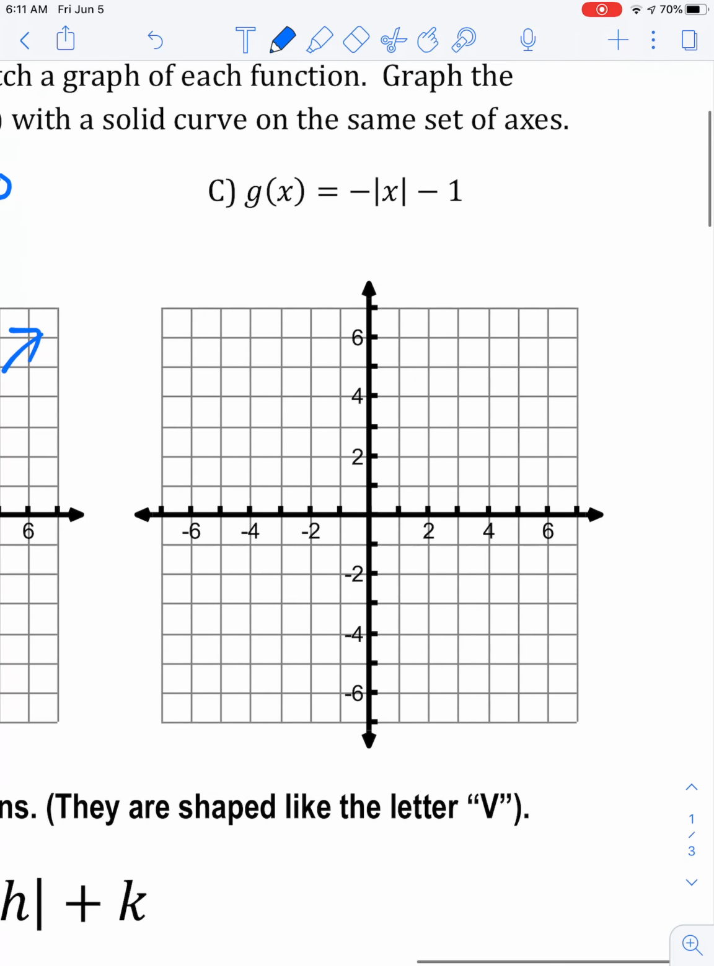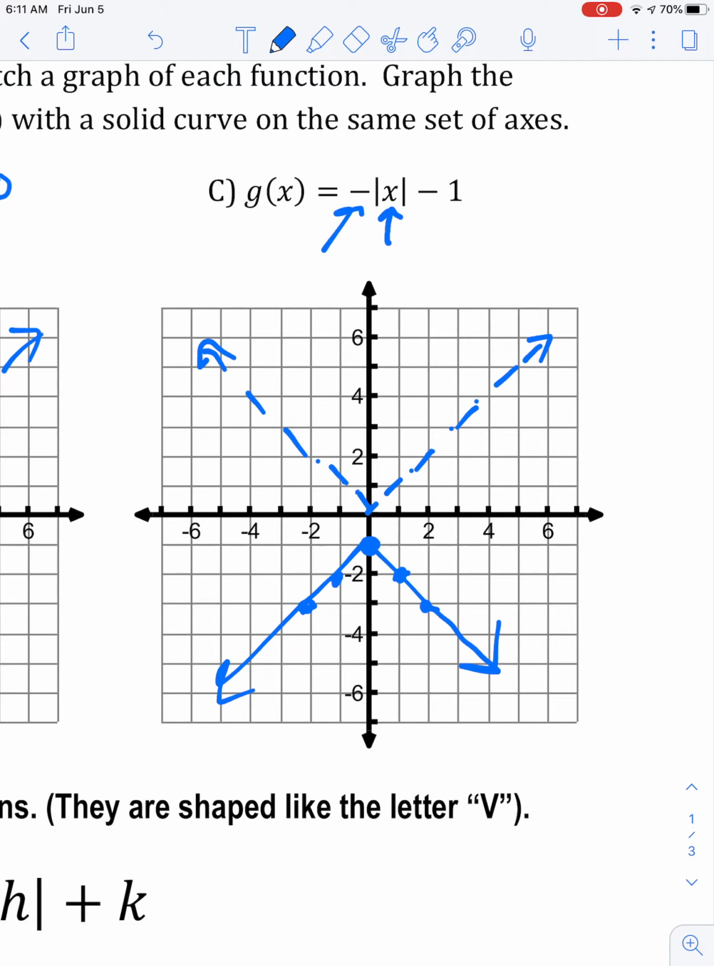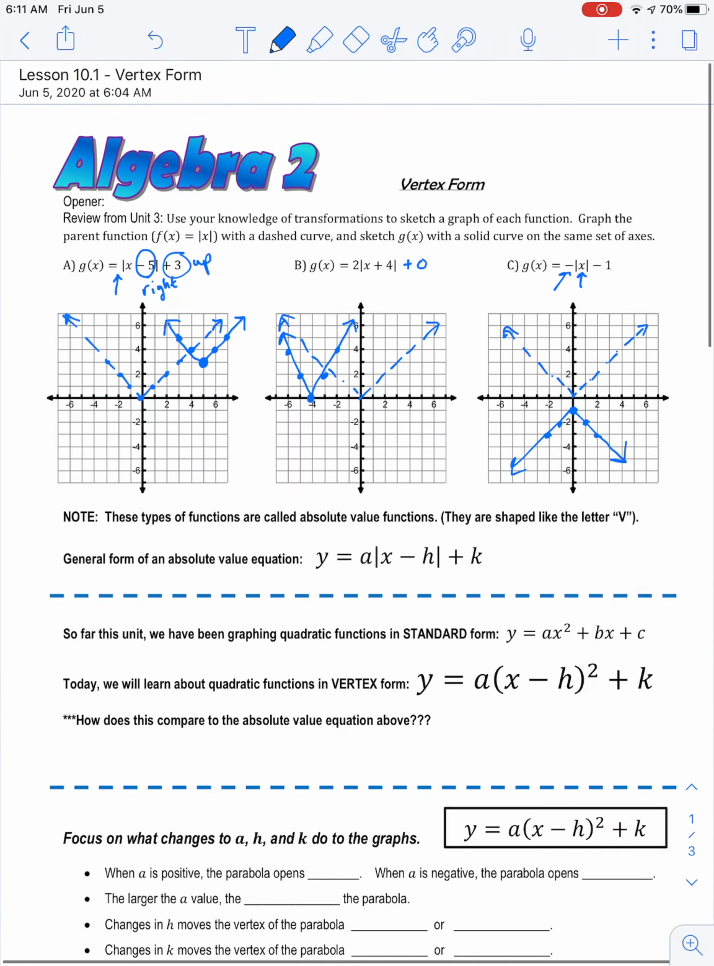All right, in part C, we have inside just an x, so we're not moving right or left at all, and then the minus 1 means we'll move down 1. First, let me sketch with a dashed curve here, once again, the parent function. Okay, now for g of x, we start at 0, negative 1, and then with a negative in front, we now are opening downward. So we go down 1 over 1 in each direction, and we can connect with our solid curve.